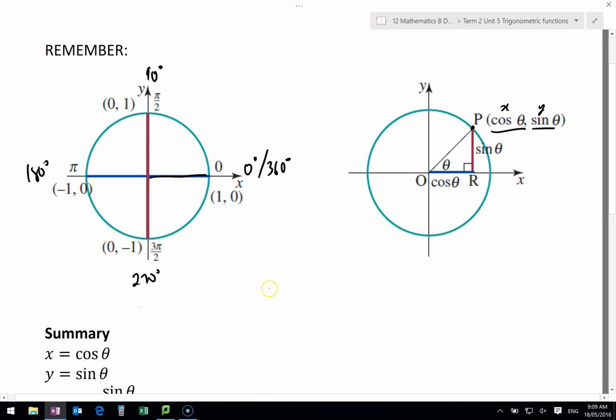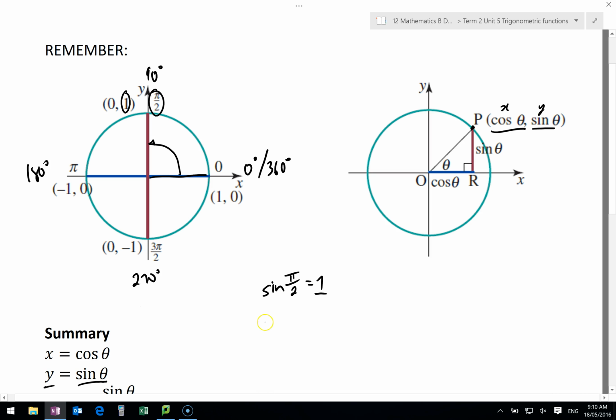So if I want, for example, sine of pi on 2, I'll remember that the sine of the angle is the y-coordinate. So I'll go up to where pi on 2 radians is, and 1 is the y-coordinate, so sine of pi on 2 will be 1.